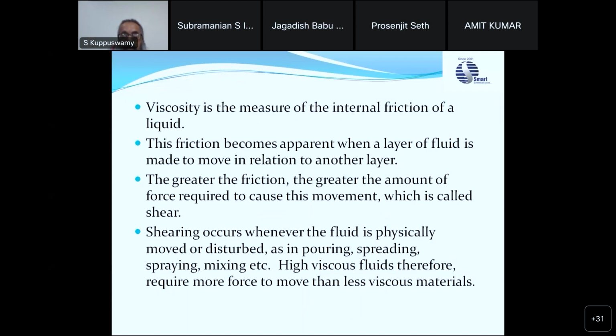The greater the friction, the greater the amount of force required to cause this movement, which is called shear. Shearing occurs whenever the fluid is physically moved or disturbed, as in pouring, spreading, spraying, mixing, etc. Highly viscous fluids therefore require more force to move than less viscous materials.